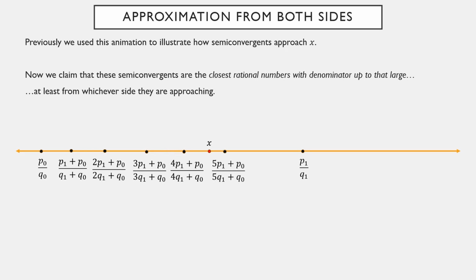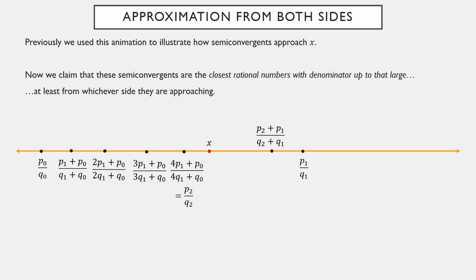But now, this would violate the list of convergents and semi-convergents. This denominator is really too big. Okay. Stopping here, I now have a rational number of denominator up to and including q2 that's very, very close to x on the left.